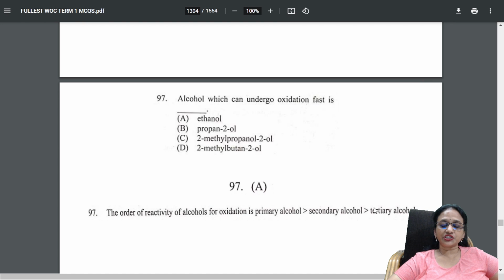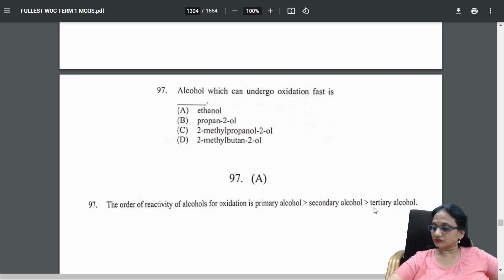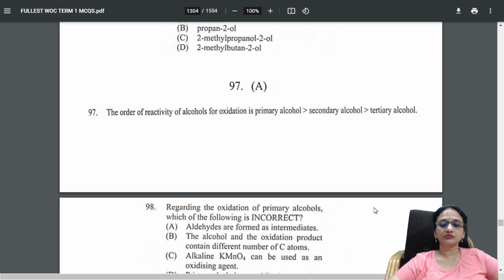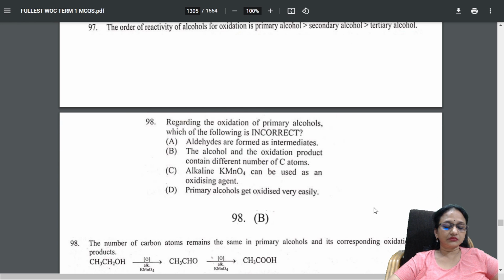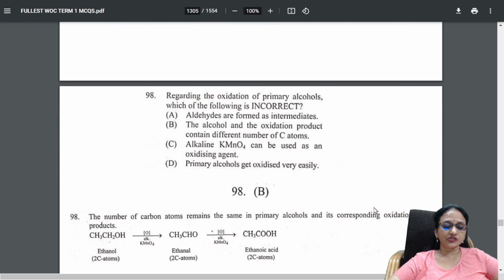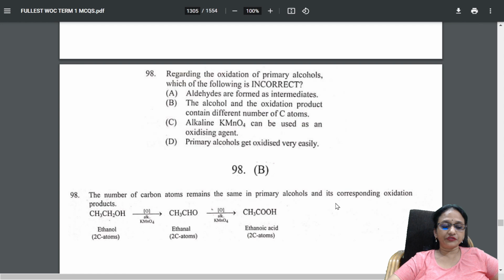Again, oxidation: which alcohol undergoes oxidation faster? Then comes further, primary alcohols on oxidation give what? Secondary alcohols on oxidation give what? So oxidation of the different things is given here. Primary alcohols on oxidation give aldehydes, aldehydes on oxidation give acid.